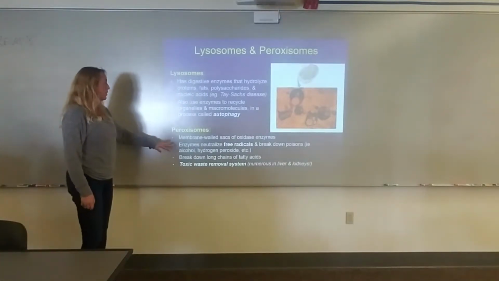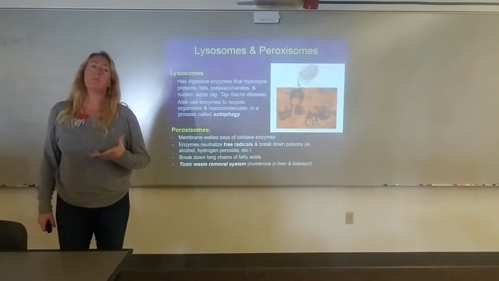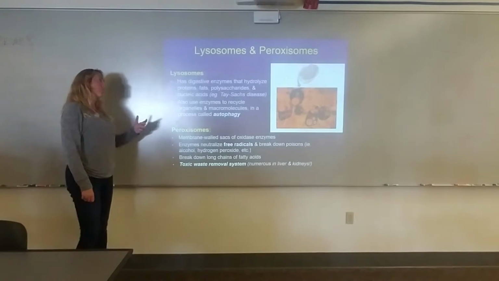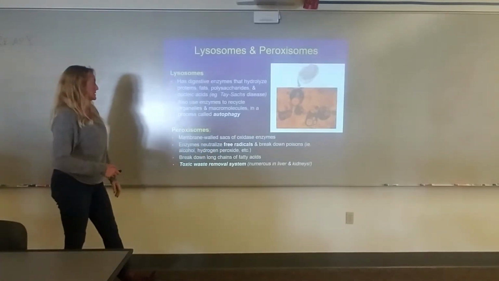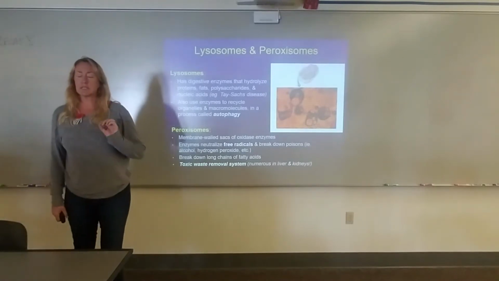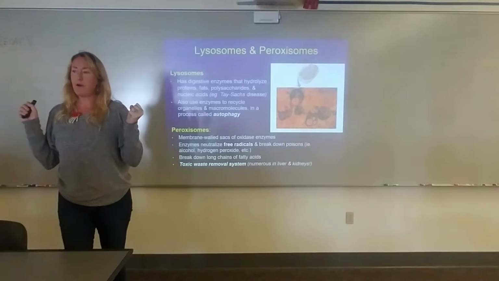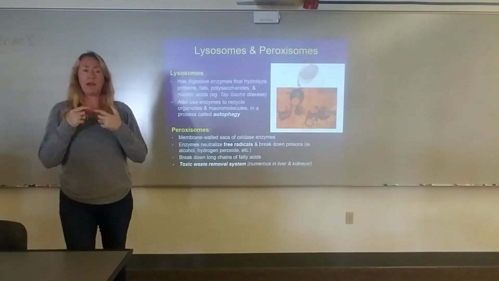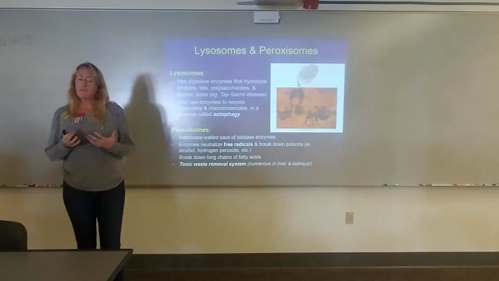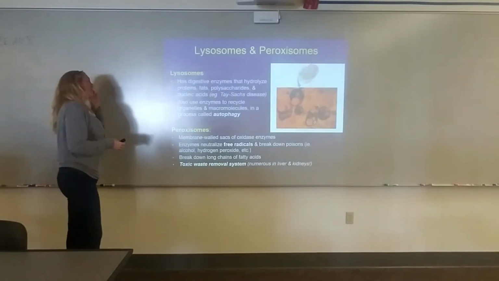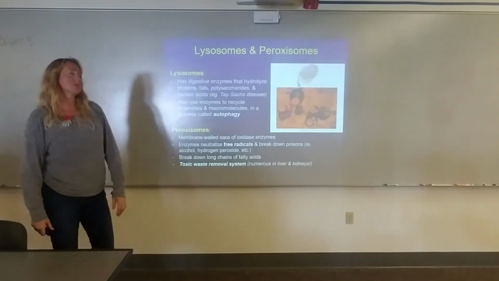Peroxisomes are really more the toxic waste removal system or the poison decontaminators. P for poison, peroxisomes. They're membrane-walled vesicles or sacs of oxidase enzymes. Okay? Oxidase enzymes help to break down and neutralize free radicals. Remember we learned about free radicals, right? Yeah. Unpaired electrons, they're the exhaust from aerobic respiration. They accumulate with mitochondrial cellular respiration and exposure to exogenous things like UV irradiation, for example.